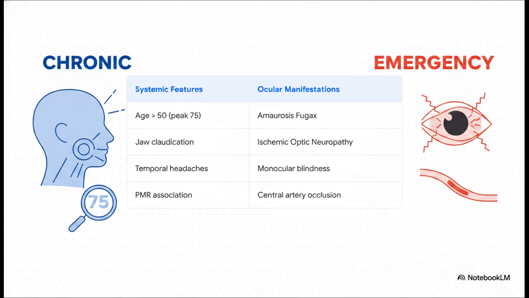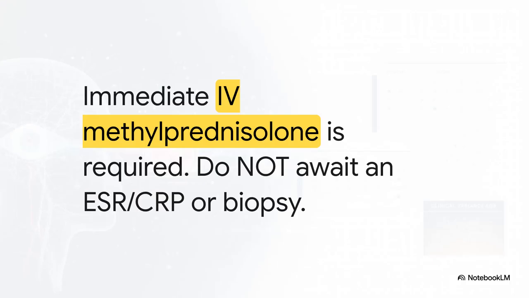But the ocular column is where the true emergency lies. Amaurosis fugax, that transient vision loss, is the warning shot. If you ignore it, it progresses to sudden, painless, irreversible monocular blindness due to anterior ischemic optic neuropathy or central retinal artery occlusion. This brings us to a crucial point: your absolute management mandate.